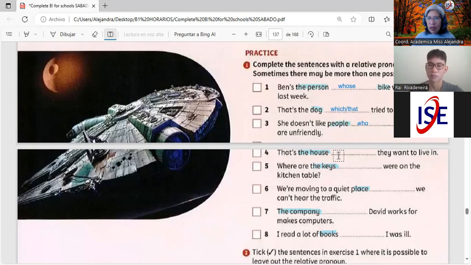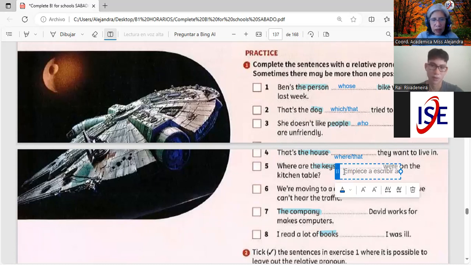That's the house they want to live in. I'm talking about the place or the object, in this case the place. That's the house where they want to live in. Here I can use where or that they want to live in. Both are correct. Where are the keys? On the kitchen table. It's an object, so the keys: which or that.